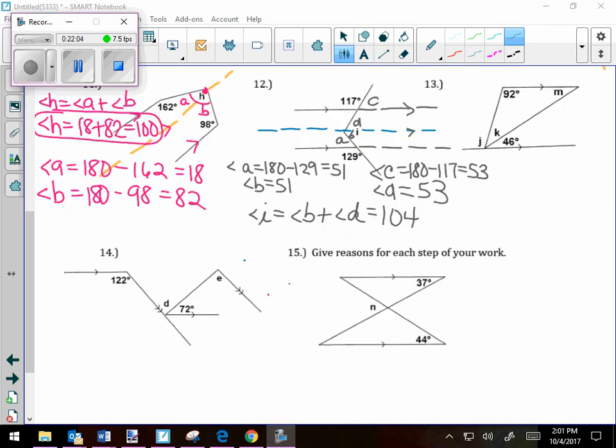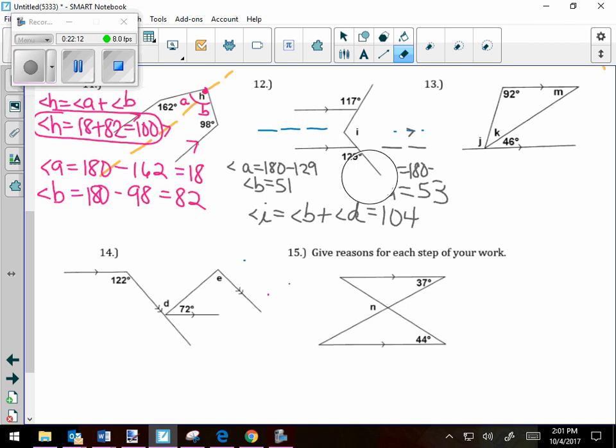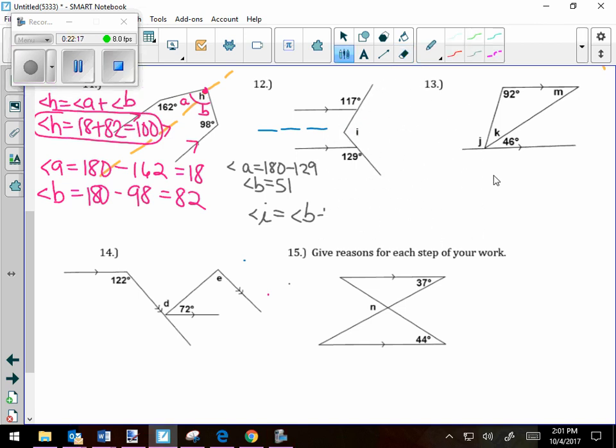So for question 13, I'm going to erase a little bit of my work from question 12, just so we have enough room to be able to finish that. In question 13, please notice that there are some lines that are parallel. So in here, with the lines that are parallel, if this is 92 degrees, so is this. You might need to extend the parallel lines.